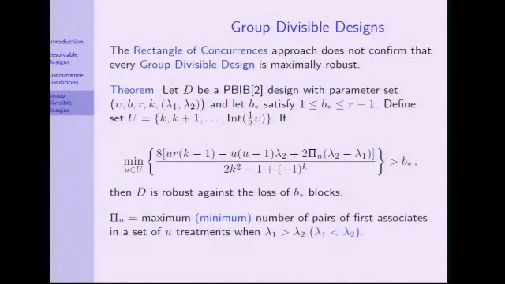Now there's a term here that I haven't introduced yet, pi u. Pi u is the maximum number of pairs of first associates in a set of u treatments if your design has lambda 1 greater than lambda 2. And pi u is the smallest number of pairs of first associates if lambda 1 is less than lambda 2.